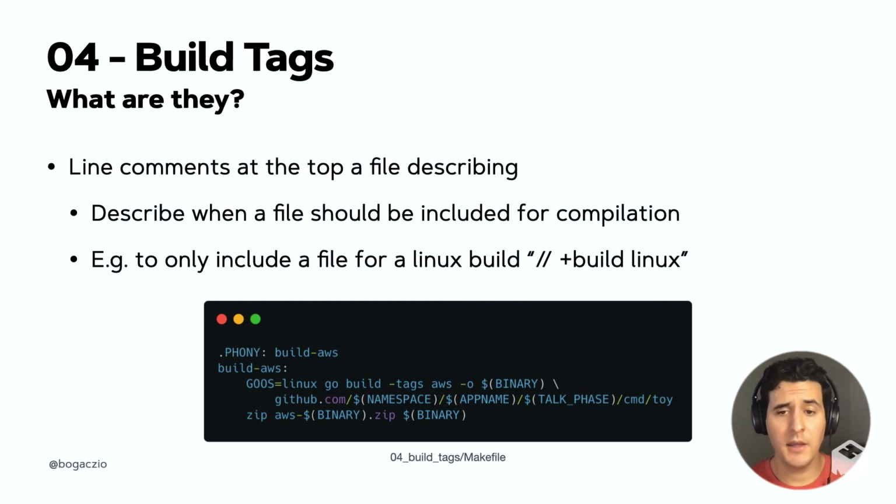And you can see here an example of how this changes our makefile a little bit. Now, instead of changing the path that we're looking at in order to build the different binaries, what we're doing now is passing that tags flag through to the compiler and specifying that we want to build the AWS version of this binary.